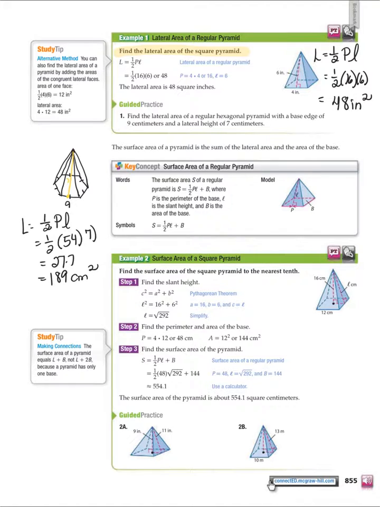Now, just like yesterday when we had a prism, once we found the lateral area of the prism, I would then add 2 bases to get the total surface area. Well, we have the lateral area of a pyramid, but we just have 1 base this time. So we're going to take our lateral area and add to that 1 base. And that will equal our total surface area of a regular pyramid.